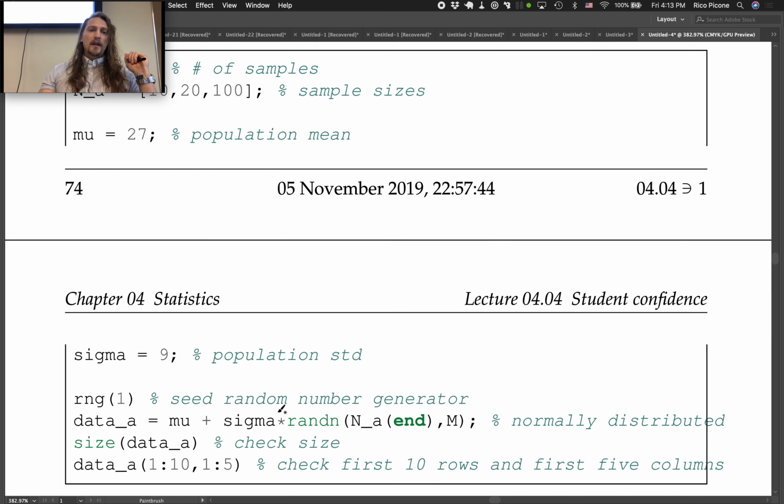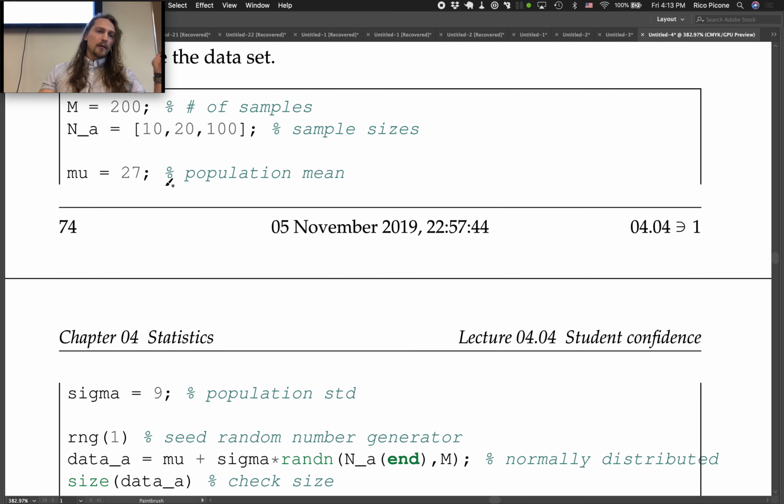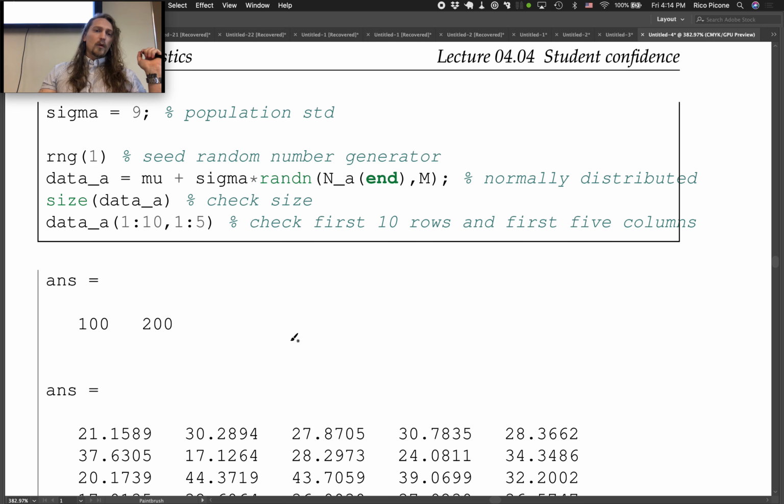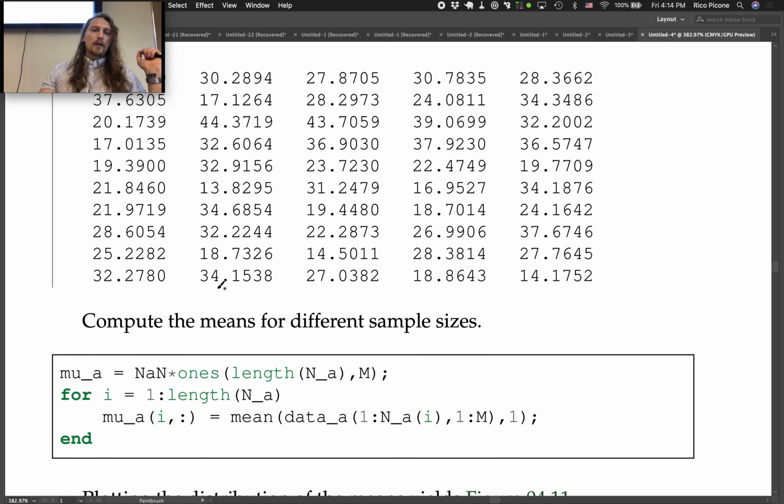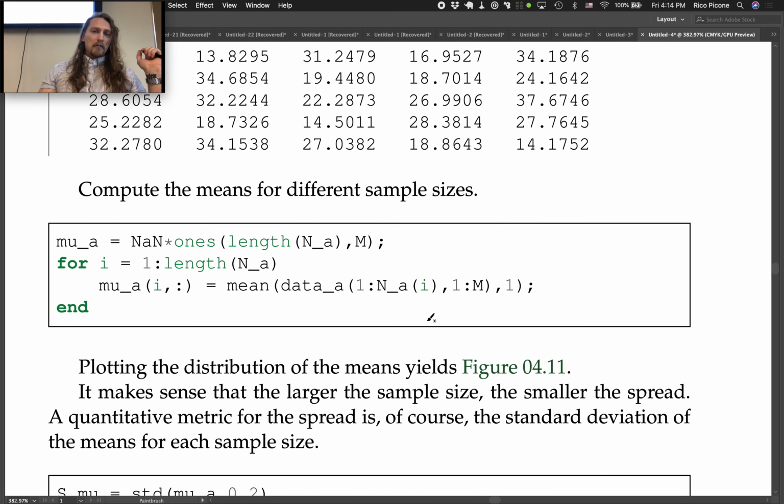Population mean, we're going to generate some data, so we'll just say the population mean is 27, population standard deviation is 9. We'll generate some normal distribution data, and we'll print out the first 10 rows, etc.